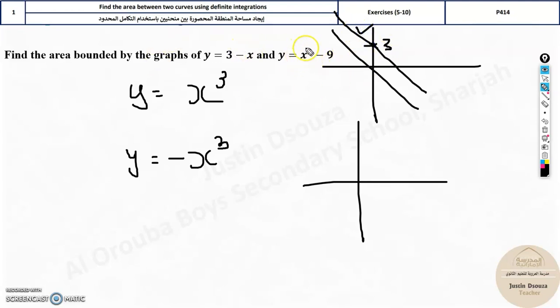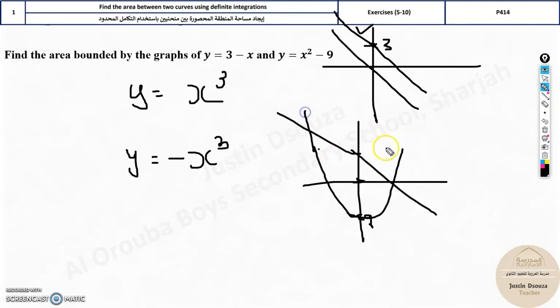Now what about this one? x squared minus 9. You know the x squared graph is like this, but it's minus 9. So it'll touch over here, at minus 9, and open upwards. The graphs are very rough sketches. Just the basic knowledge is more than enough. From the basic knowledge of graphs, it'll intersect over here and somewhere over here. I have no idea where exactly, but we have methods to solve for it. So this would be the graph, somewhat like this.